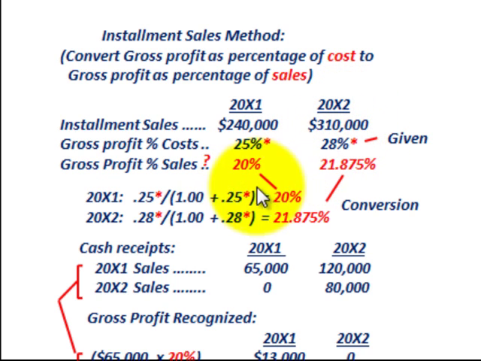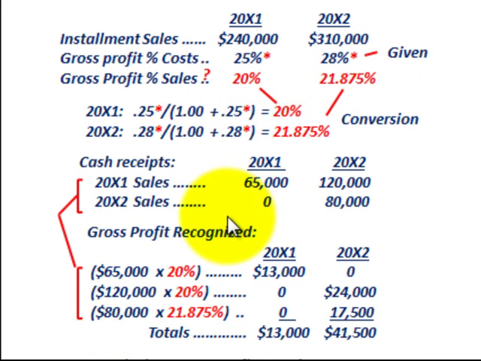Same thing for year 20x2. We're given 28%, so just plug it in. Put 0.28 divided by 1 plus 0.28, so we get 0.28 divided by 1.28. That's going to give us 21.875%. So we did our conversion. We converted our gross profit as a percentage of cost of 28% to gross profit as a percentage of sales, 21.875%. And we have to use the gross profit as a percentage of sales when we're using the installment sales method.